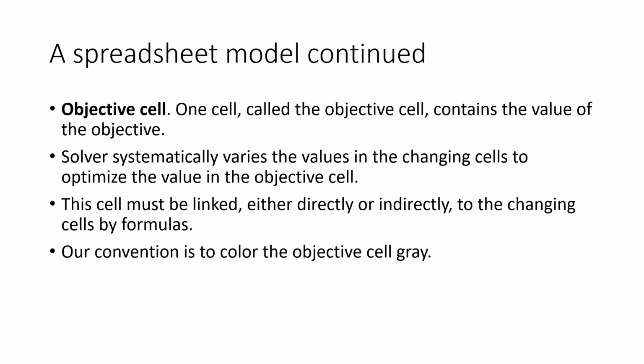The objective cell. This is one cell, typically we shade it gray, and this is the cell that Solver is going to try to systematically vary the decision variables to either maximize or minimize. You have to link this cell either directly or indirectly to the changing cells through formulas.